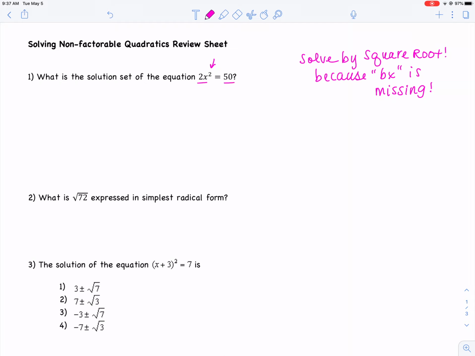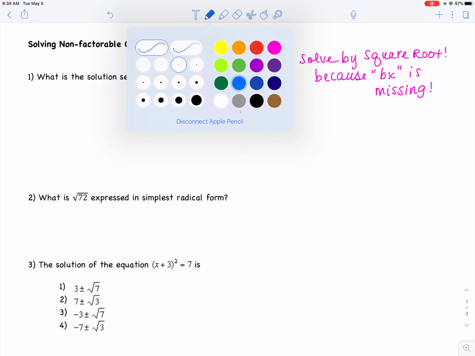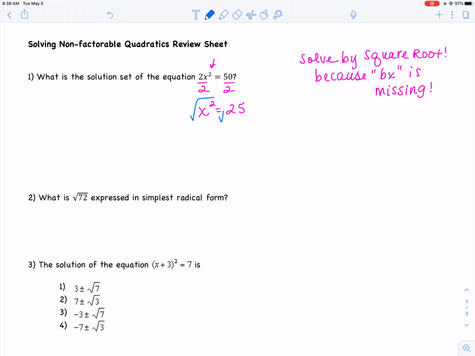So I'm going to divide both sides by 2 and get x squared equals 25. And then I can take the square root of both sides. Just be careful. I know a lot of you will just write 5. But understand that there's two numbers that when squared gives you 25. Not only positive, but negative 5. You could show your solution plus and minus 5. Just know there are two answers.